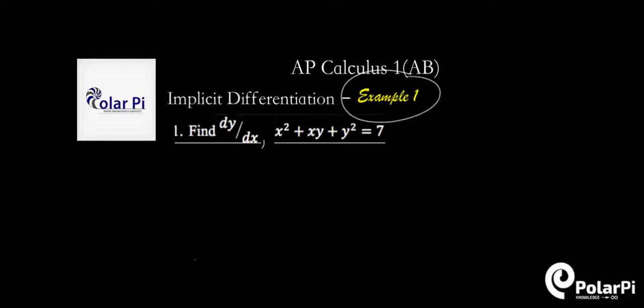Hey guys, example 1 here, and I encourage you to watch example 0 because there I talk about the idea behind implicit differentiation. So it will add a lot to your knowledge and complete your understanding. But in this video, I'm just going to give you a typical first example, finding dy dx on an implicitly defined function like this one.